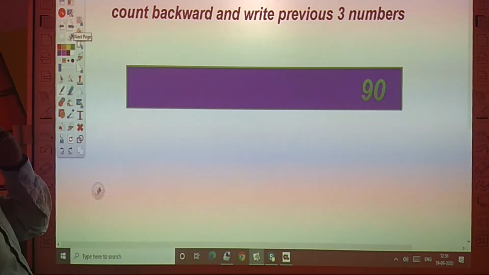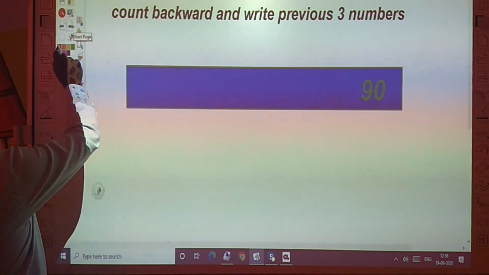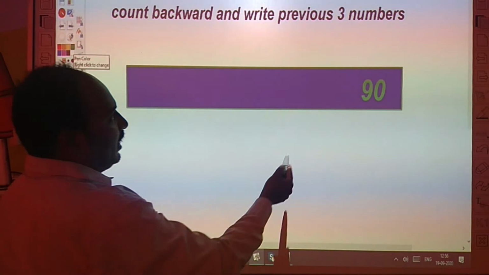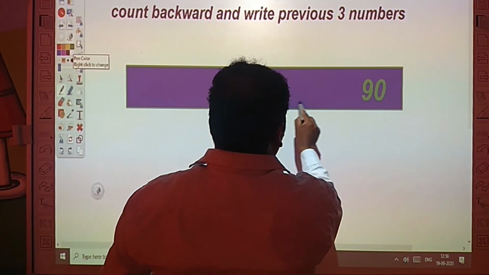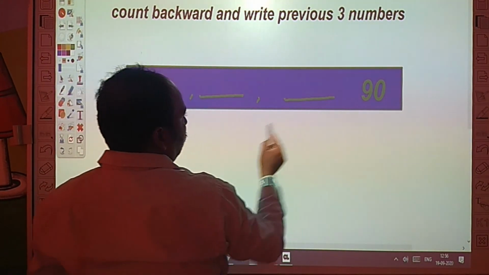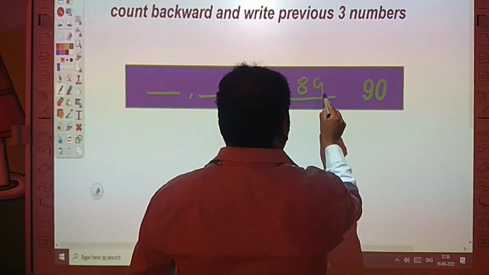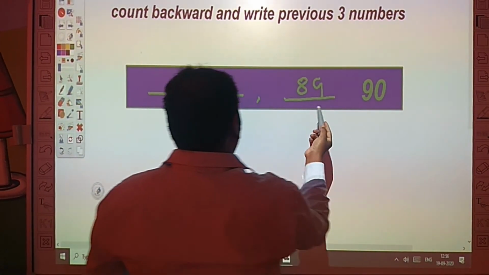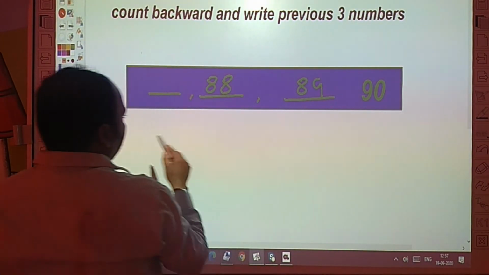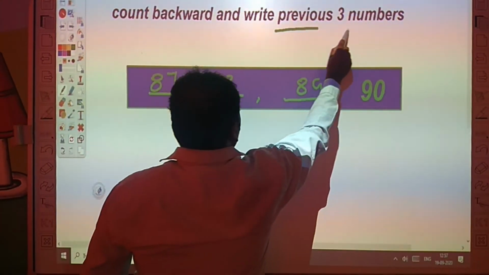The next one, count backward and write previous 3 numbers. Your number is 90. You want the 3 previous numbers. Before 90 is 89. The previous number is 89. Then before 89 is 88. Before 88 is 87. It is called the previous 3 numbers.